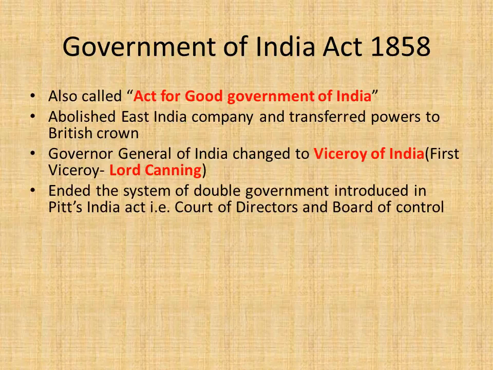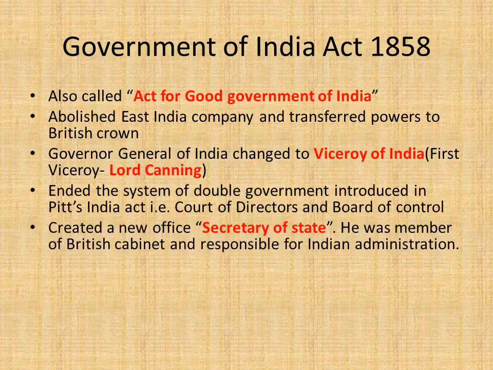Now it ended the system of double government. This system was introduced in Pitt's India Act. In that system there were the Court of Directors and the Board of Control. The Court of Directors took care of the commercial issues of India and the Board of Control was responsible for the political issues. But now since there was no East India Company, the commercial issues were to be taken care of by the British government only. So there was no need of the double government system, and so it was abolished.